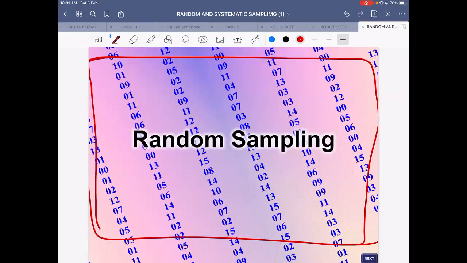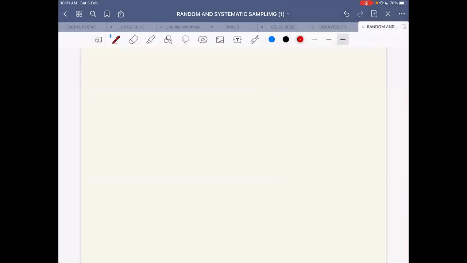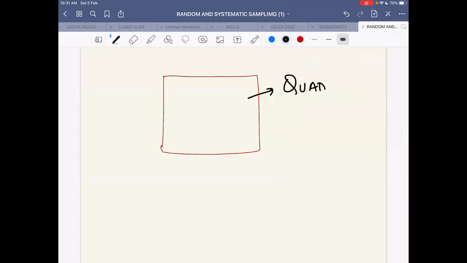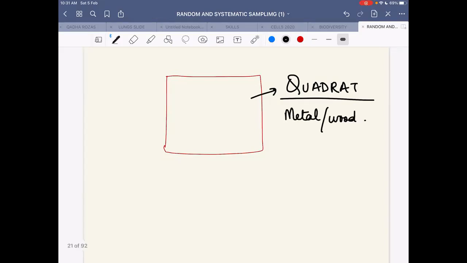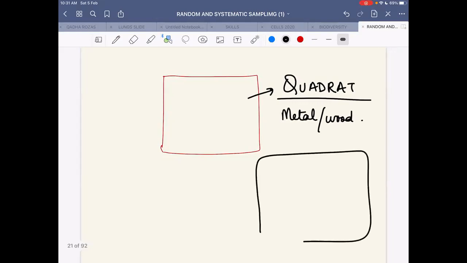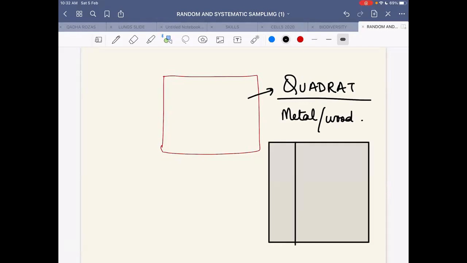और आप ऐसे ही नहीं sample करेंगे, for that you will take a square shaped structure. एक square shaped structure होता है जिसका नाम आपको आना चाहिए in exams. The name of that structure is a quadrat. Quadrat इसलिए कहते हैं कि it has 4 sides. ठीक है, square होता है ये. It can be made up of a metal, or it can be made up of wood. It can be plain, or it can be gridded like this. ऐसे हो सकता है gridded, right?